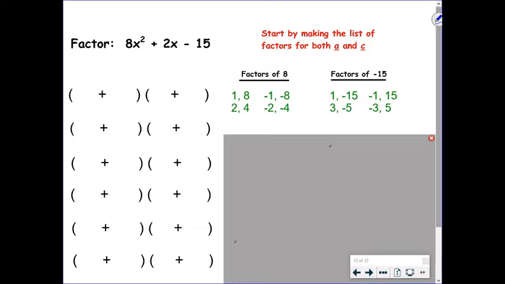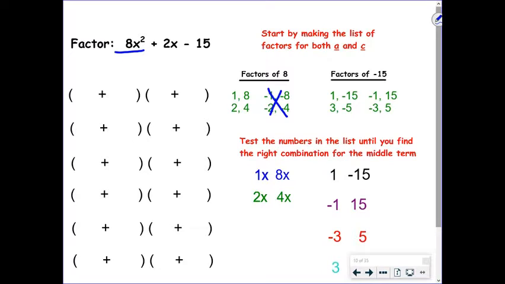So now we're going to test them. I have a bunch of different combinations that I can choose from. So I'm going to look and I'm going to eliminate the negatives here. For 8, I can do 1 and 8 and 2 and 4. So now I have to plug in 1x, 8x, and test my different factors here, namely 1 and negative 15, negative 1 and 15, negative 3 and 5, 3 and negative 5. So I'm going to start with 1 and negative 15 here.